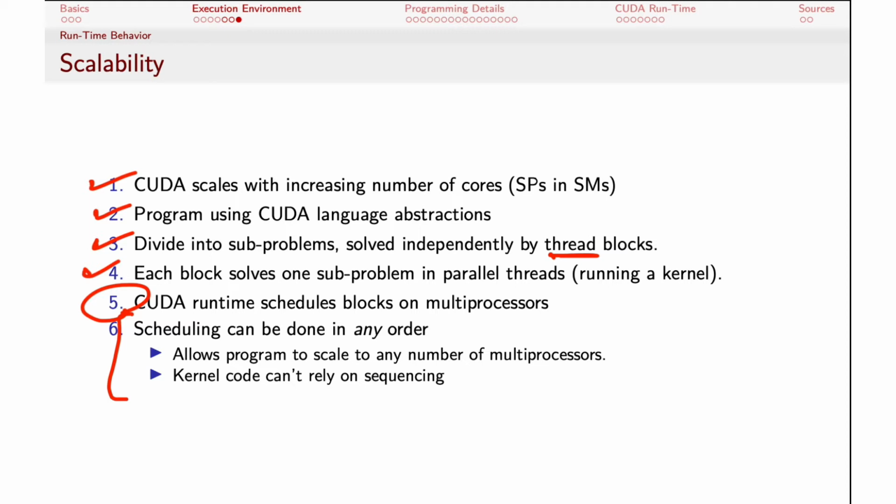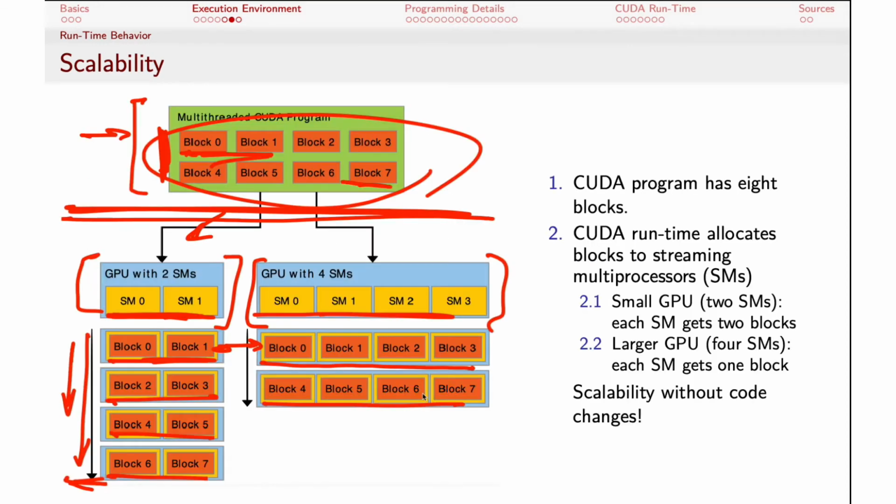But we need to make sure that in order to get our programs to scale to any number of multiprocessors, our kernel code cannot rely on a specific sequencing. Back here, this illustration shows block 0 and then block 1 running, and then block 2 and block 3 running and so forth. But that is not guaranteed by the runtime environment. It might run blocks 1 and 4 and then run blocks 0 and 7. We can't write code that is contingent on a specific sequencing of those blocks being executed.